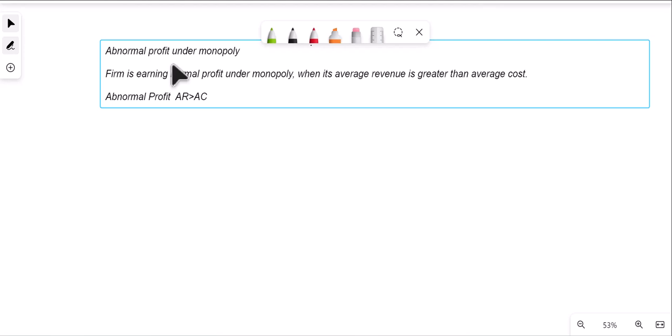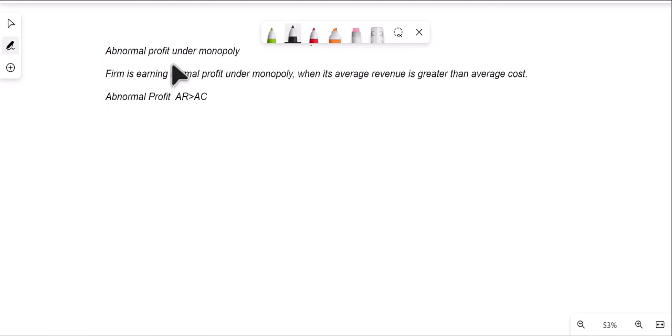So as I mentioned in our earlier lectures, whether we are interested in normal profit, losses or abnormal profit, first of all we have to draw the output level, then we will draw either of the cases, either it is normal profit, abnormal profit or losses. So first of all we are going to draw the output level under monopoly, then we will discuss whether the firm is earning normal profit, abnormal profit or losses. So now we will draw the output level.